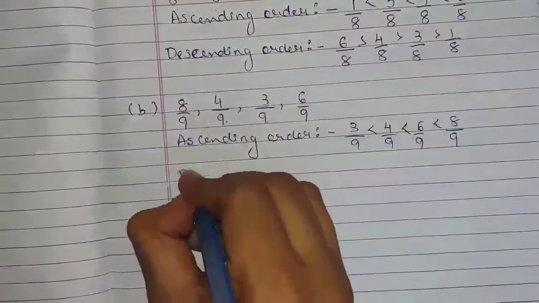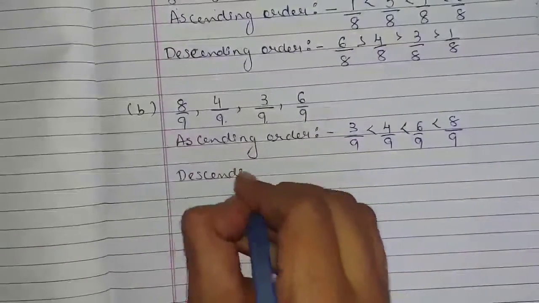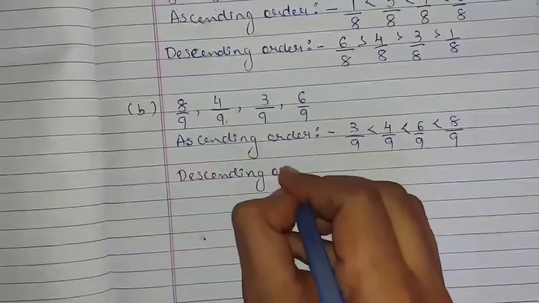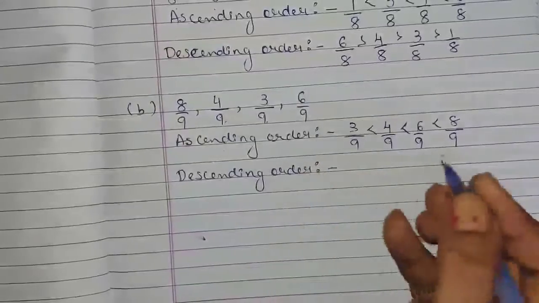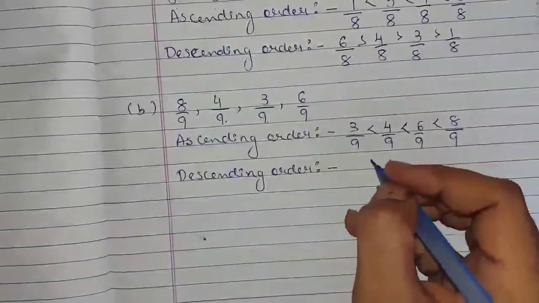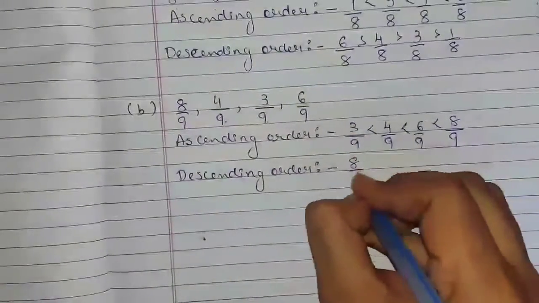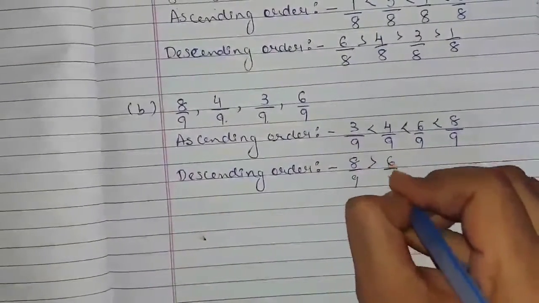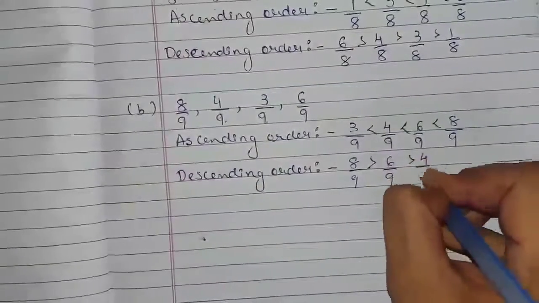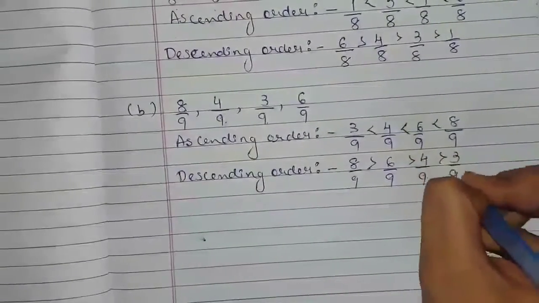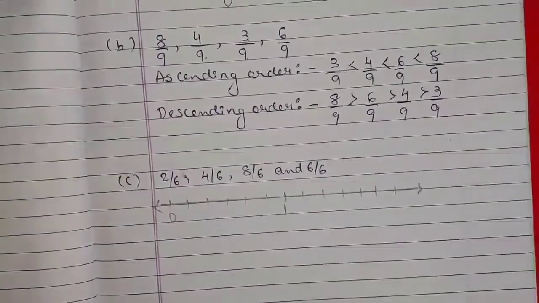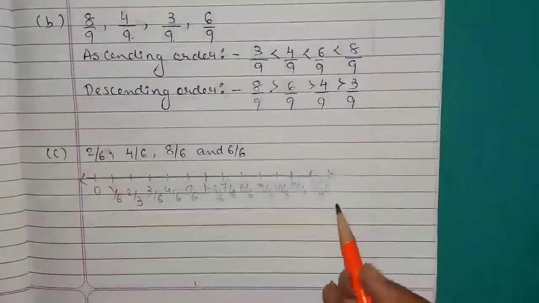Now we will arrange in descending order. So descending order, if we will write, then greatest to smallest. So which numerator is greatest? 8. So here we will write 8 upon 9 greater than 6 upon 9 greater than 4 upon 9 greater than 3 upon 9. Students, question number C.